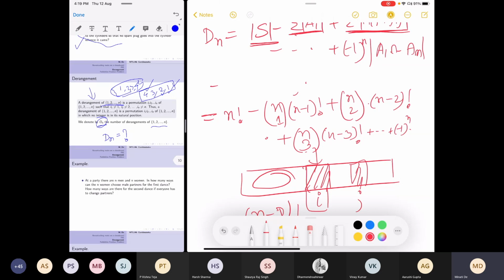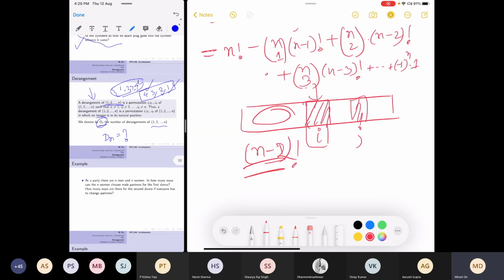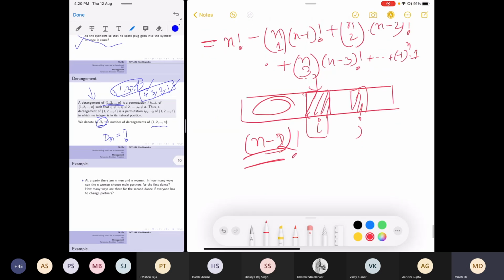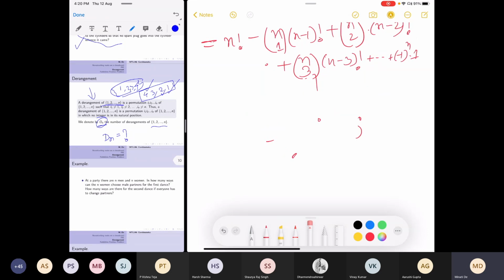What would be the last term? Can you tell what would be the last term? How many ways can you do that? All the elements are in their position, right? So you can do this only one way. There is no other. So this is your formula. If you just apply the inclusion exclusion principle, you will get this formula. It is straightforward to see this.